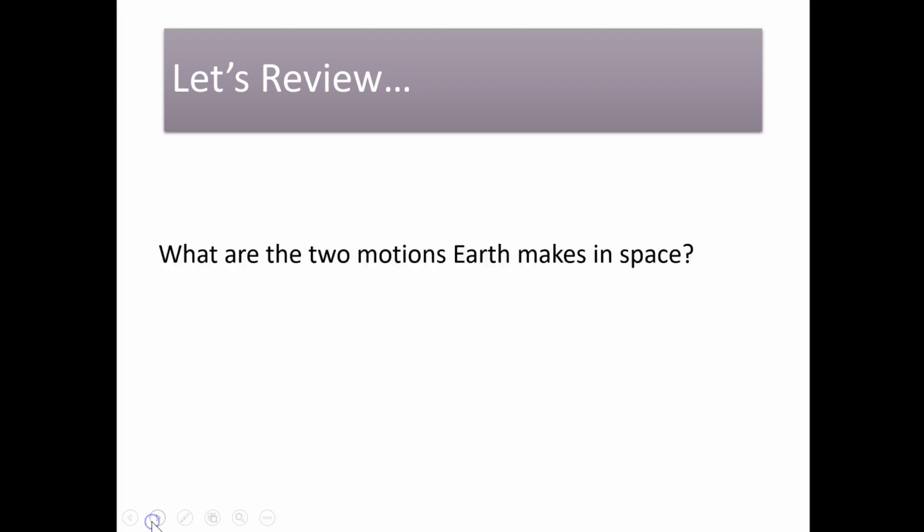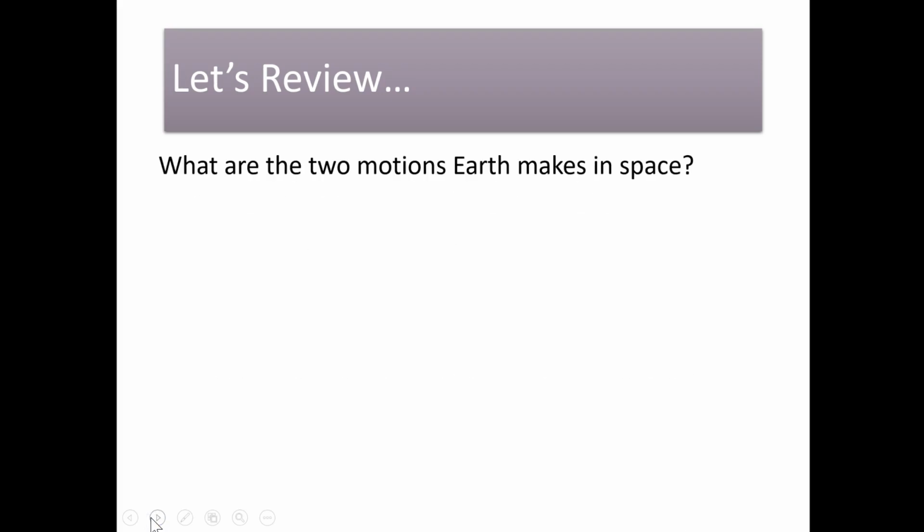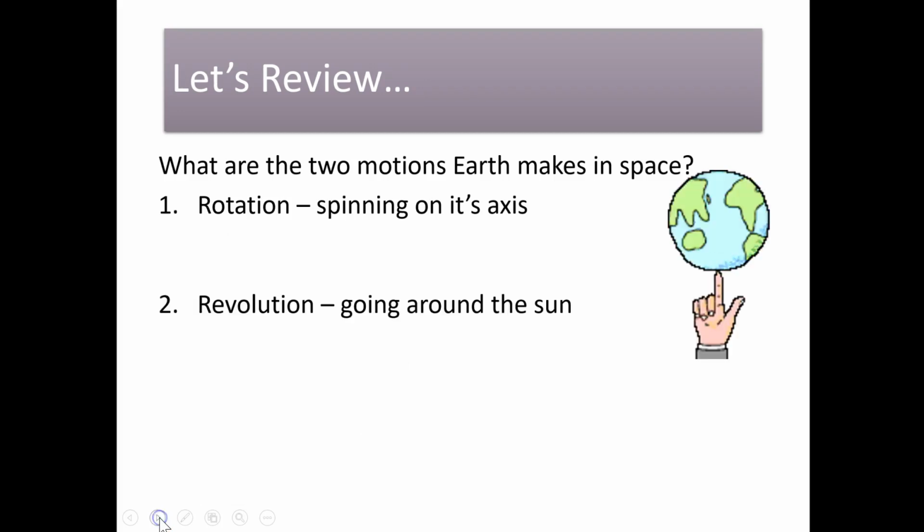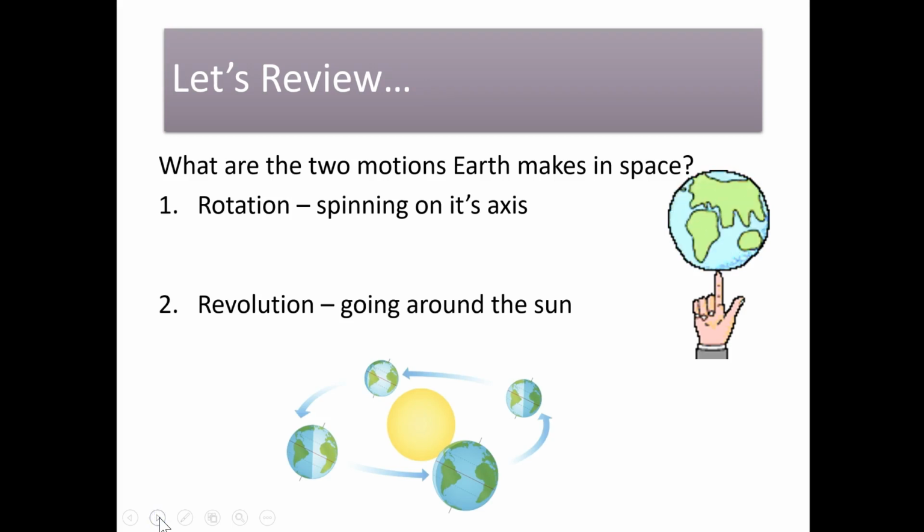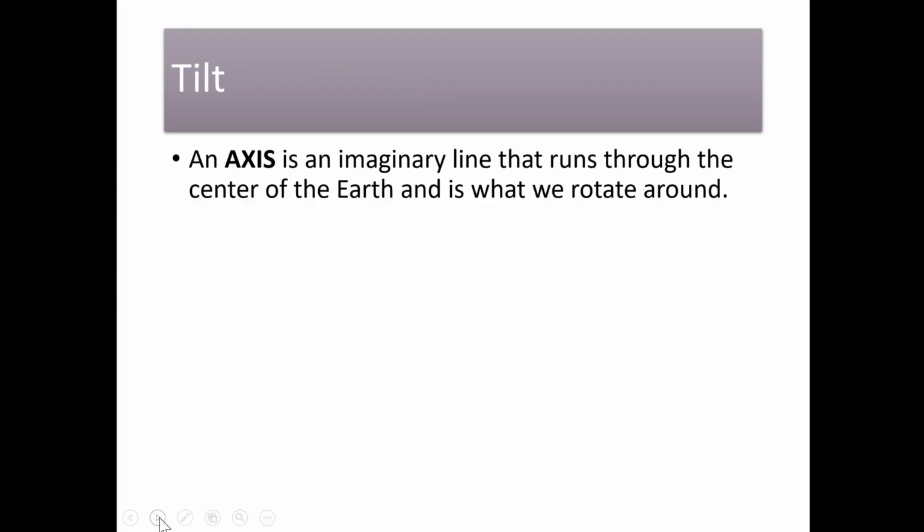But first, let's review. What are the two motions that Earth makes in space? I hope you said the first is rotation, which is how the Earth spins on its axis, and the other is revolution, how the Earth goes around the sun. But if we say the Earth spins on its axis, what exactly is the Earth's axis? An axis is an imaginary line that runs through the center of the Earth, and it is what we rotate around. Earth's axis comes out at the North Pole and the South Pole.